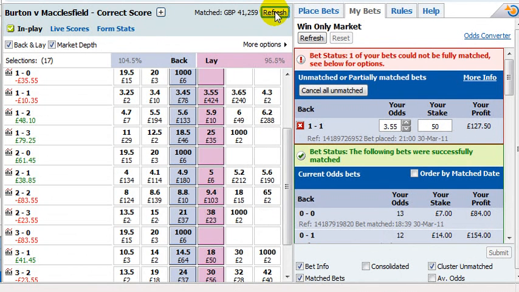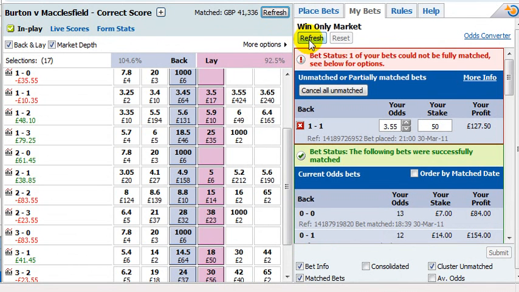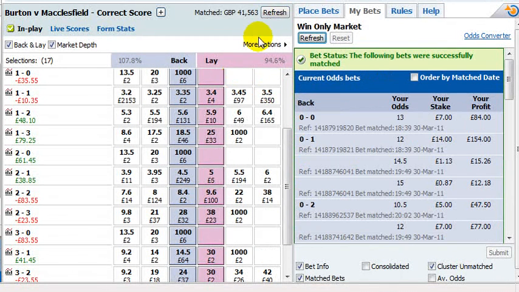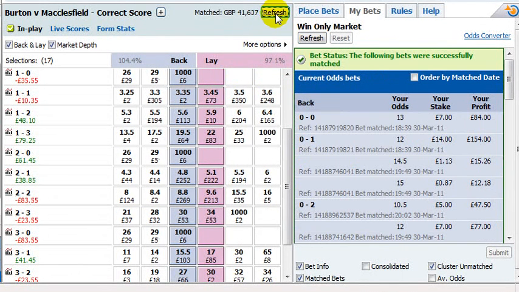Back it at 3.55, lay at 3.45 for the same figure. An extra £10 on the 1-1. Looks like I've missed it though, unfortunately. Yeah, you're not going to get that bingo, mate. Okay, forget that idea.